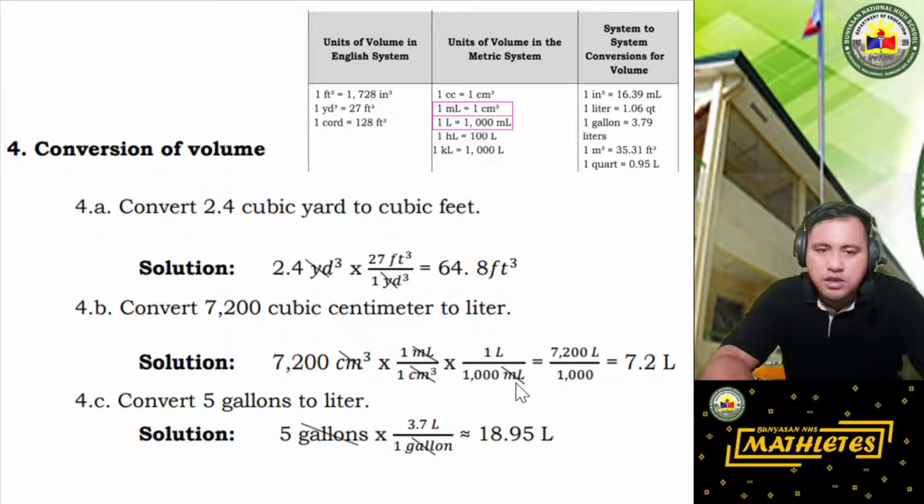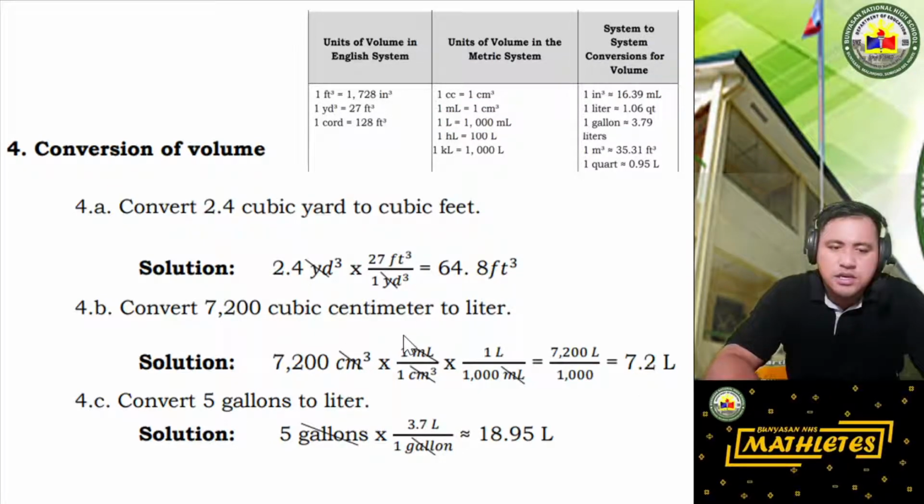Why? It's still milliliter, and what we are looking for is liter. So, you have to cancel milliliter. Okay, we have to solve 7,200 times 1 times 1, that is 7,200. So, 1 times 1,000, that is 1,000. So, 7,200 over 1,000 is 7.2. The unit is liter.